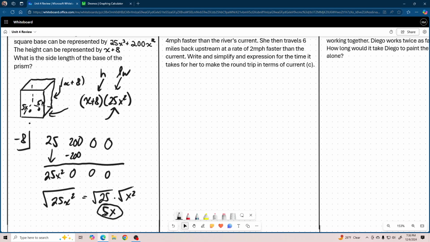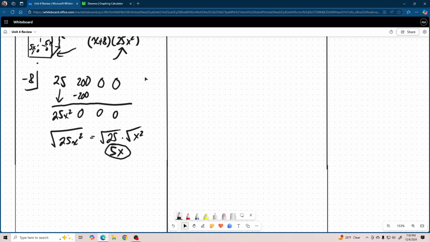So basically what we said is 5x times 5x times x plus 8 has to equal our entire volume, which we said should be 25x cubed plus 200x squared. So let's just go ahead and double check. So we have 5x times 5x times x plus 8. Let's do it. 5x times 5x, that's 5 times 5, which is 25. X times x, which is x squared.